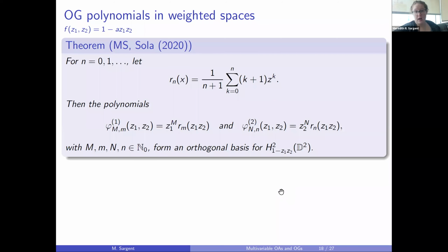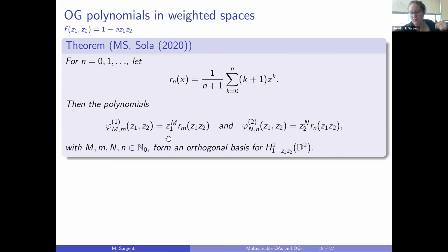Now we can actually write a formula for this. I'm looking at a very specific example here. We're looking at 1 minus Z1, Z2, and I'm looking specifically in the Hardy space. The reason I'm giving this as the example here is that these are familiar orthogonal polynomials on the unit circle. And what we're saying is, okay, well, plug Z1, Z2 into it, and then multiply up or down by the appropriate power of Z1 or Z2. And you'll be able to get yourself a nice orthogonal basis.